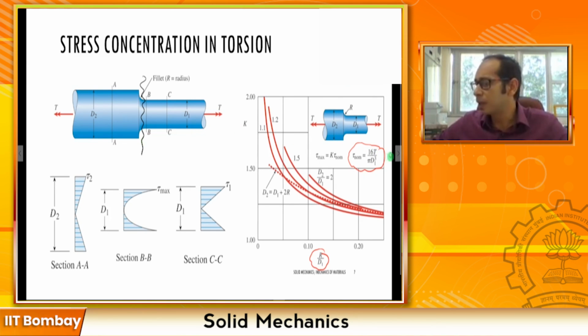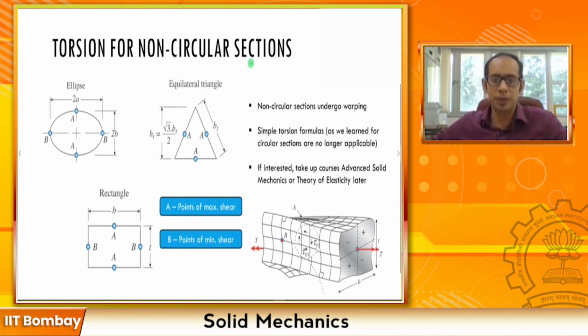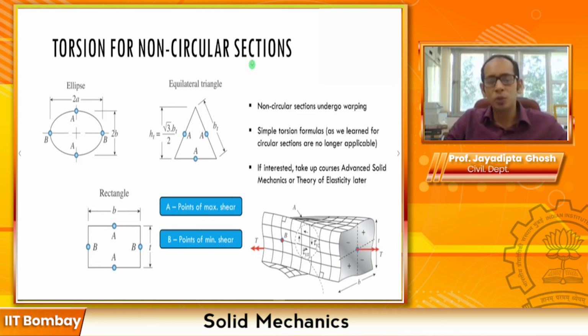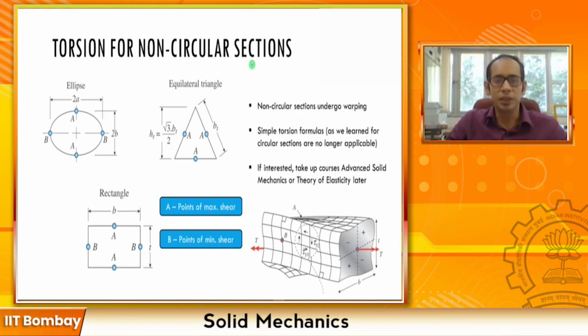Now what I encourage you, as a future topic, if you want to read about non-circular sections, is that the basic textbooks we refer to do a fair amount of treatment of these. But if you are interested, please go ahead and take up some advanced courses in the future, like theory of elasticity or advanced solid mechanics, where you will discuss some of these problems and see how the shear stresses change. And remember that we had discussed that for the rectangular section you undergo warping, so your section is not perpendicular to the longitudinal axis anymore. If you have other kinds of sections, for example ellipses, triangles, equilateral triangles, or a rectangle, you will see that different points have maximum shear and different points have minimum shear. So I encourage you, if you want some pleasure reading or fun reading, to go ahead and read on some of these topics.